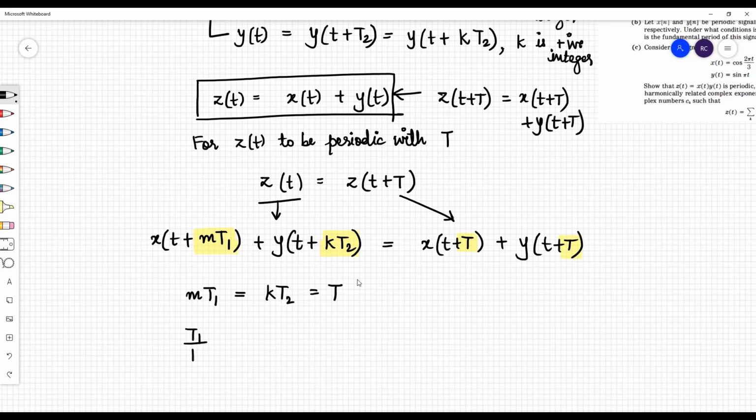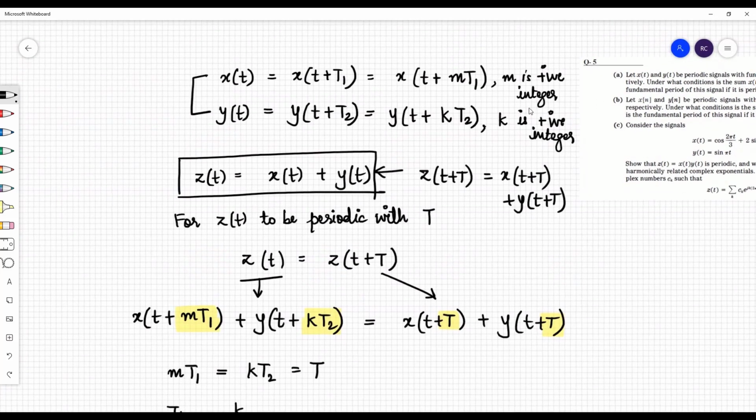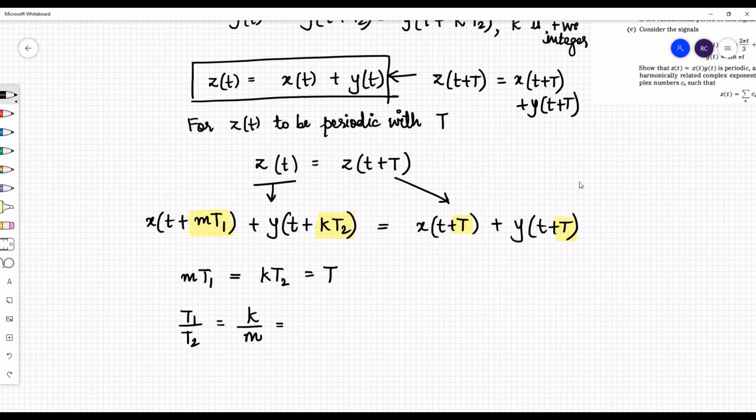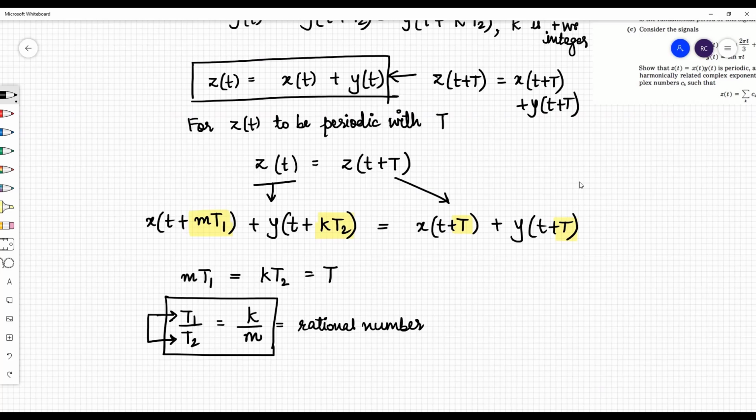In other words, T1 by T2 is equal to some k by m, right? And remember, we started with the condition that m and k both are positive integers. That means this ratio is going to be a rational number. Only if the ratio of the respective periods of the two signals being added is a rational number, only then will their sum be a periodic signal. And what would then be the period? It could be m times T1, or it could be k times T2.